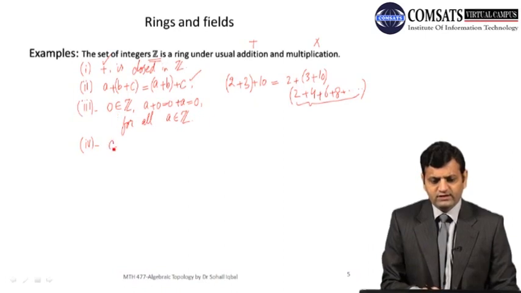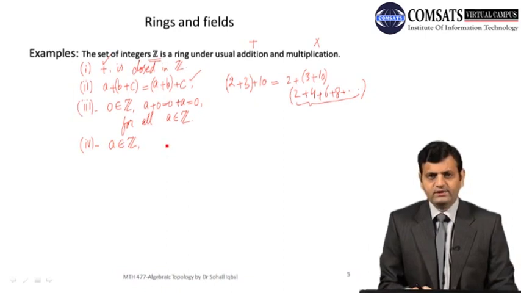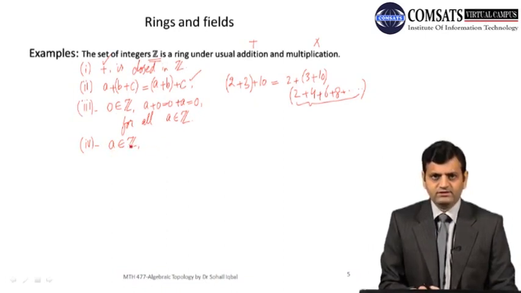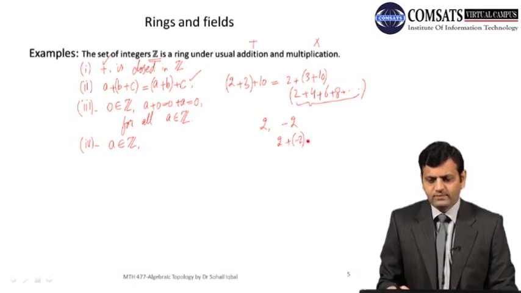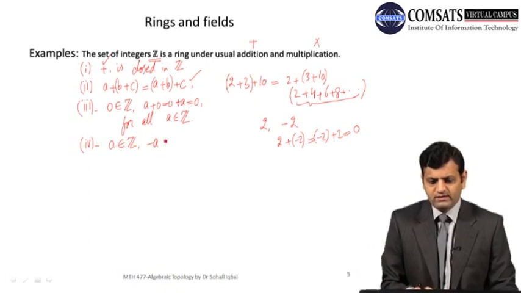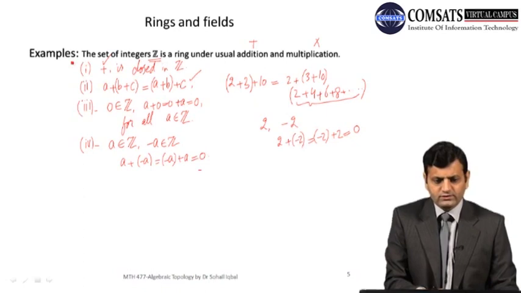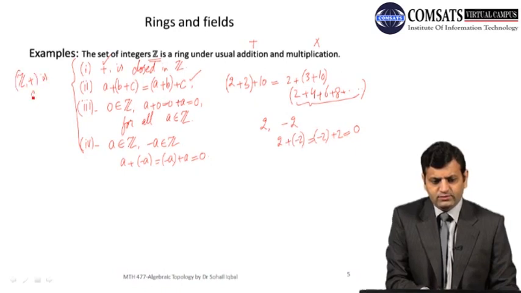And in the fourth condition, I need to check that for any integer there exists an element such that when I add that element to a from either side, I get 0. Of course, given the number 2, there exists the element minus 2 such that adding minus 2 and 2 from either side, the answer is always 0. The same can be done for any integer. So for a belongs to Z, there exists minus a belongs to Z such that a plus minus a is equal to minus a plus a is equal to 0. So these four conditions imply that Z under addition is a group.